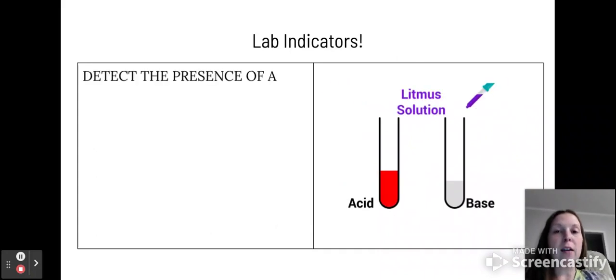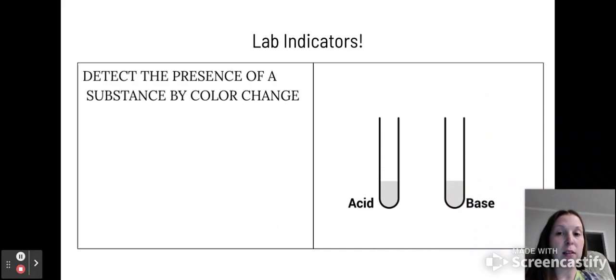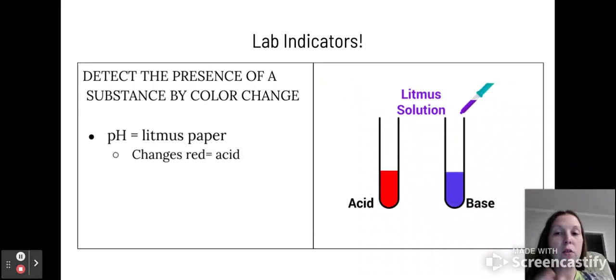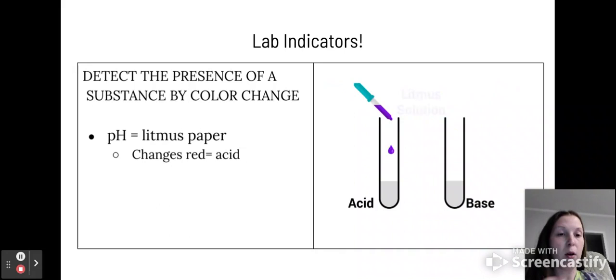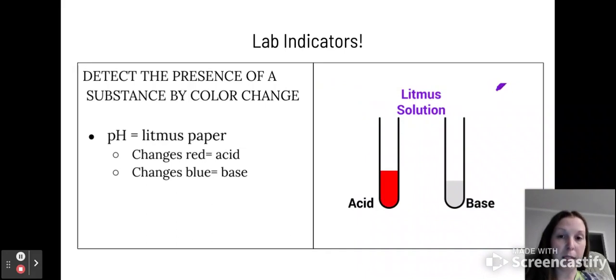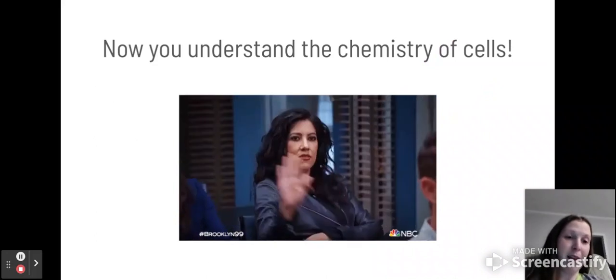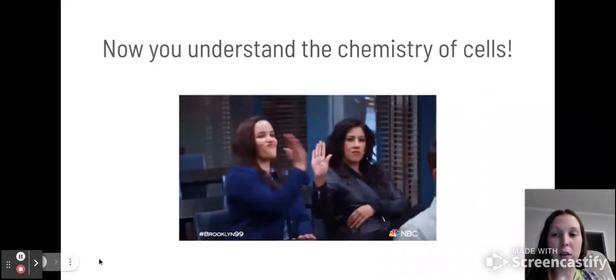We do have indicators to help know if an acid or base is present, and the way it does that is by involving a color change. So a lot of times in the lab, we'll use litmus paper, but litmus paper does the same thing as, in this GIF, what litmus solution does. So if your unknown solution turns the paper or the liquid red, then it is an acidic solution. If it turns the paper or liquid blue, it is a basic solution. So now you should hopefully have the basics down for the chemistry of our living cells.